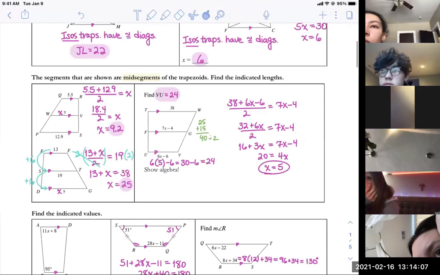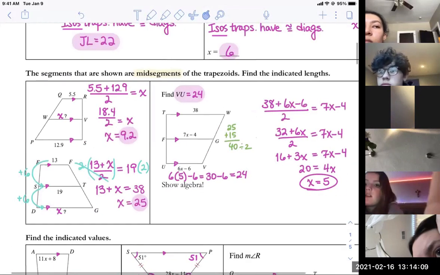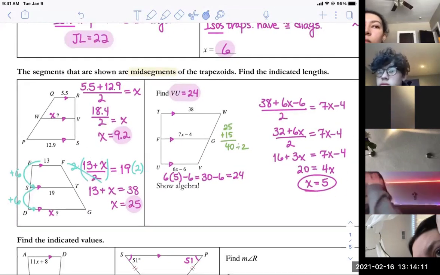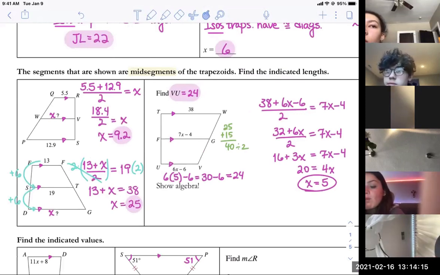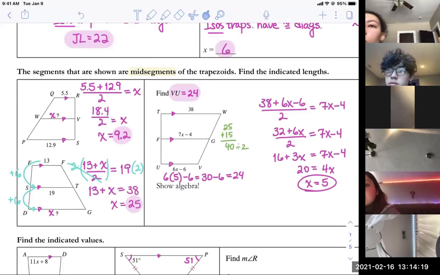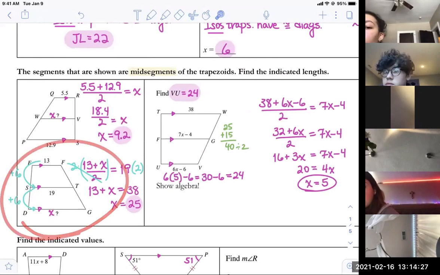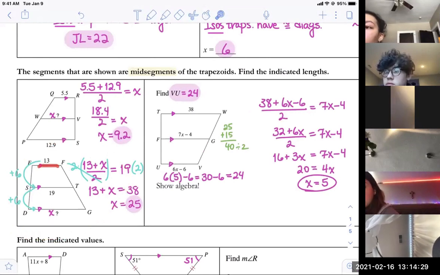Okay, for the mid segment, remember that the mid segment is the average of the two bases, so you add the bases and divide by 2. If you're looking at a problem like this one, you can just look at that and say, all right, that difference is 6, so I'm going to add 6 to get the length of DG. Those are really simple. You don't have to actually write an equation for that.